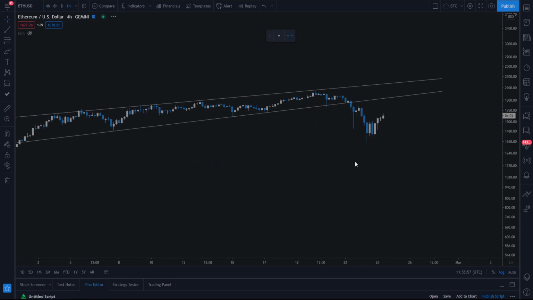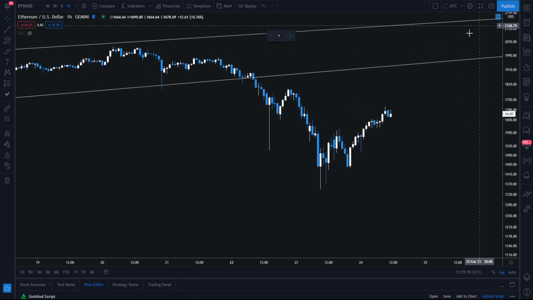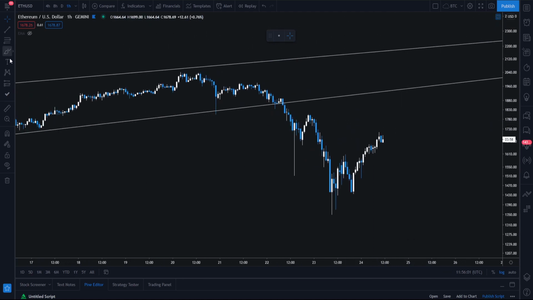Actually, I want to show something on the 1 hour first. So you can see this level here is where we broke down, sorry. And then this level right here is where I'll take it as a region because it's only about a $50 difference. But this then acted as resistance. So we would have something like breakout, retest.